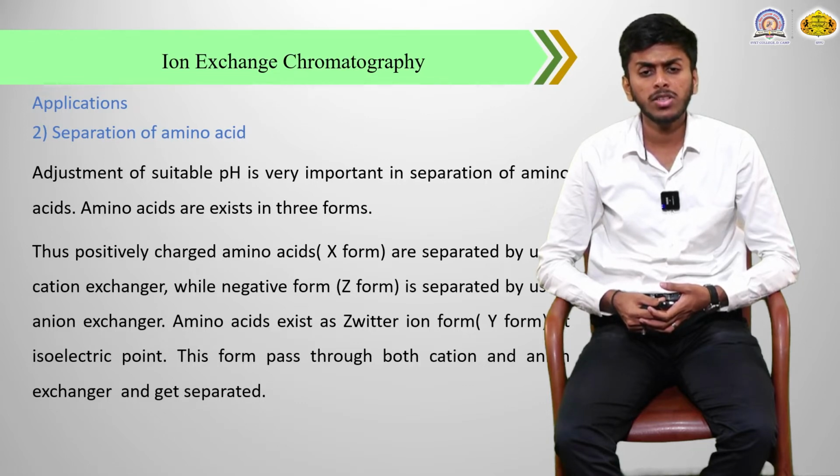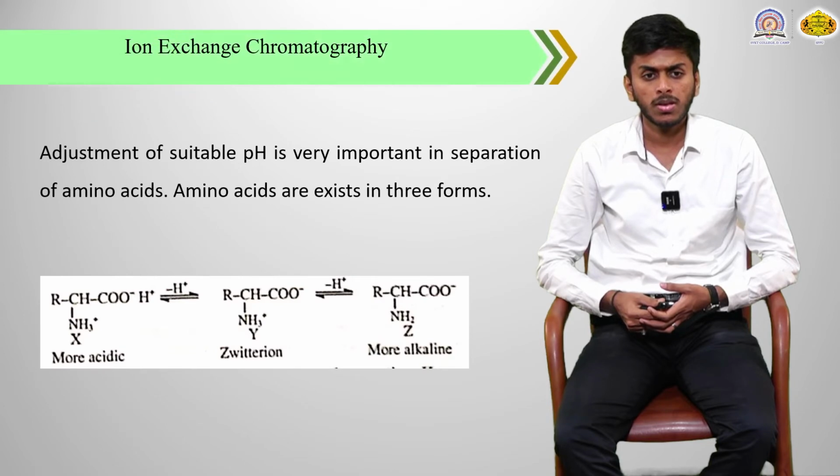A zwitterion is an ion in which both the positive and negative charge are present on the same molecule. This form passes through both cation and anion exchange resin and gets separated. These are the three forms of amino acid.